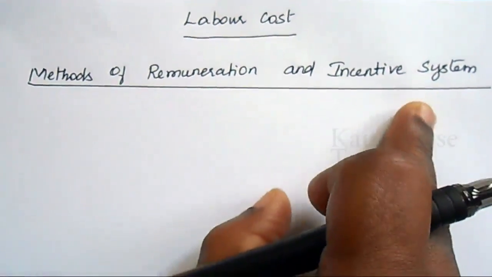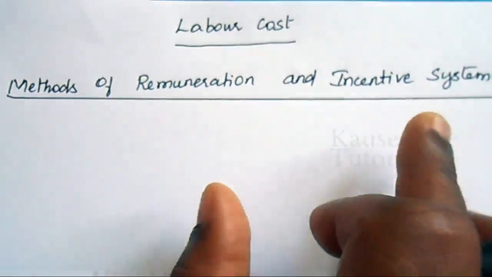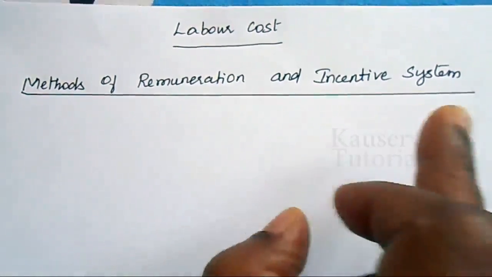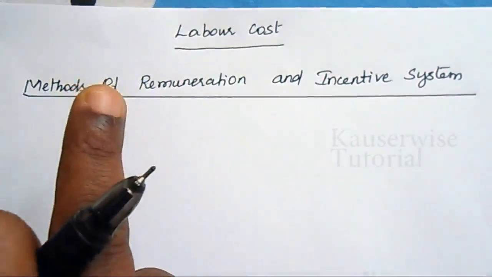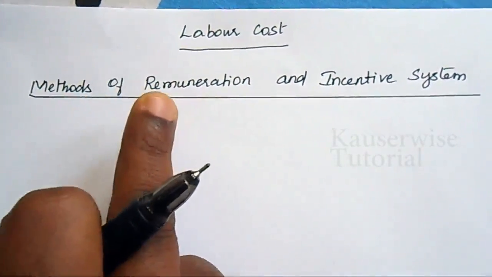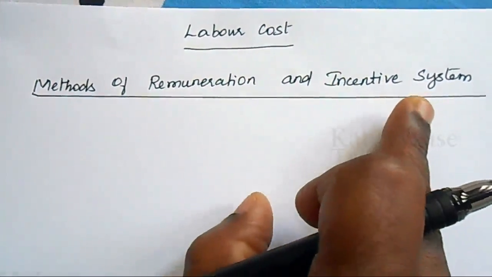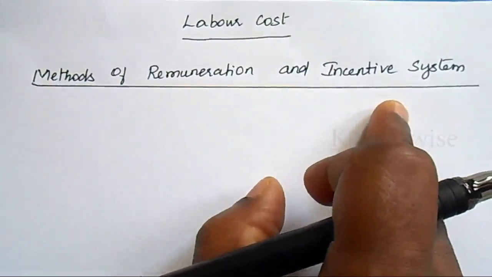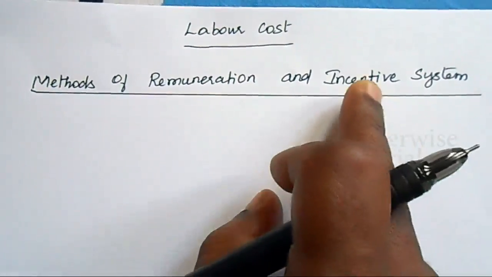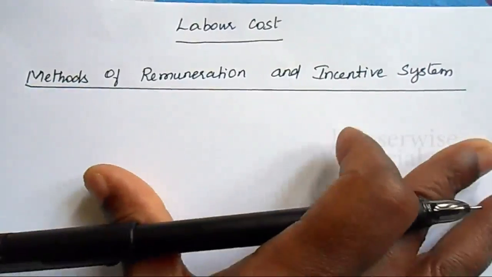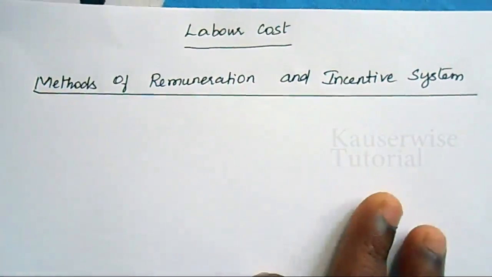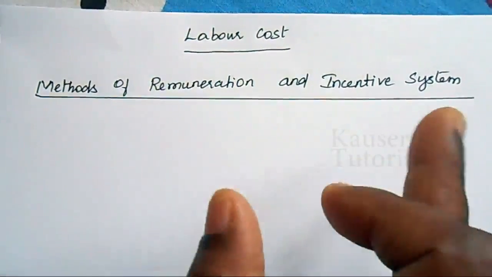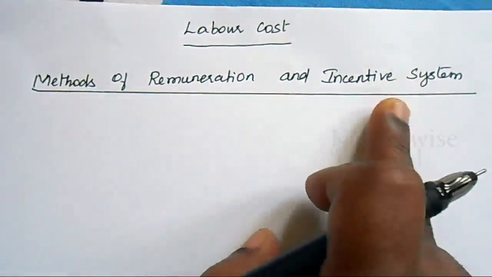Whereas incentive is a scheme introduced by the organization. Incentive schemes are a stimulation of effort and effectiveness. This is also an amount given by the employer to encourage the employee to work effectively or efficiently. For that purpose, they give an incentive system. So these are the two important things. In this video, I'm going to explain only the different methods of remuneration. In the next video, I'm going to explain different methods of the incentive system.